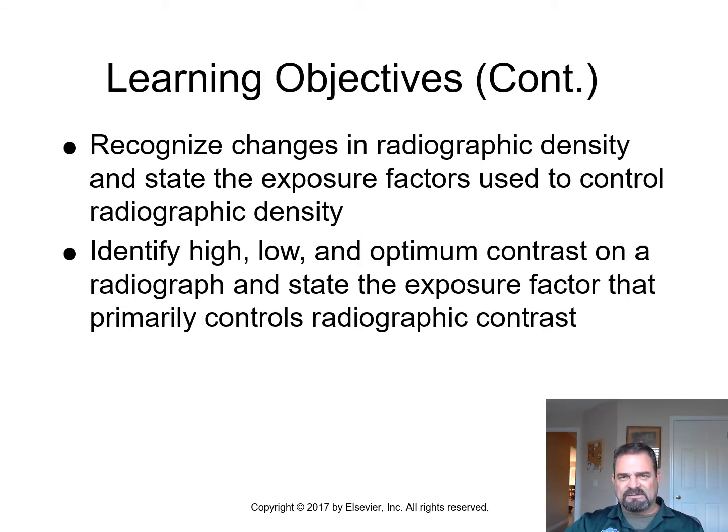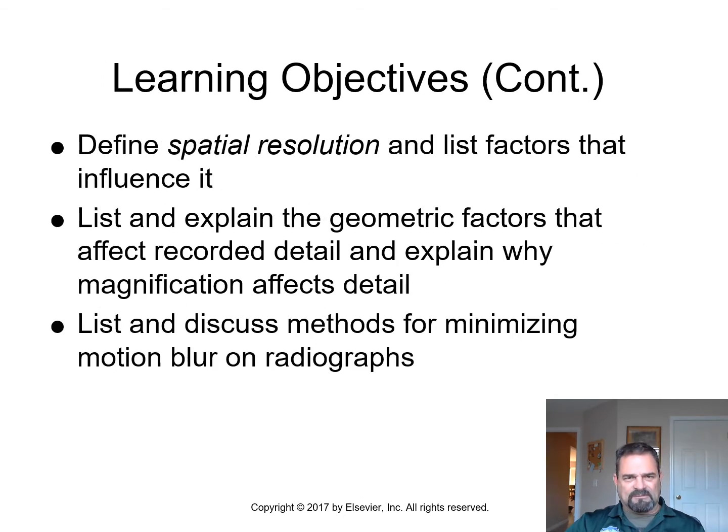We'll recognize the changes in radiographic density and state the exposure factors used to control density, identify high, low, and optimum contrast on a radiograph, and state the exposure factor that primarily controls radiographic contrast. Define spatial resolution. We're going to list and explain geometric factors that affect the recorded detail of the radiographic images and explain why magnification affects the detail. And we're also going to list and discuss the methods for minimizing motion blur on radiographs.